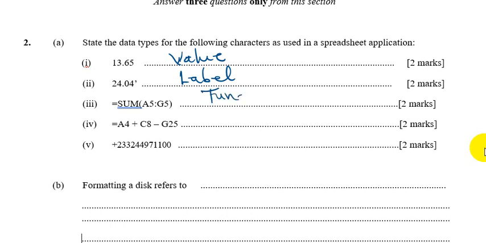And this one, equal to SUM of A1 colon A5, that one is a function. Please, this is a function. And we have this one that equals A4 plus C4 minus G25, and that is a formula. Then the last one again is also a value. So that is all they are expecting from you.